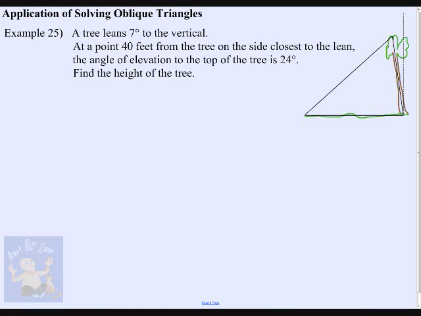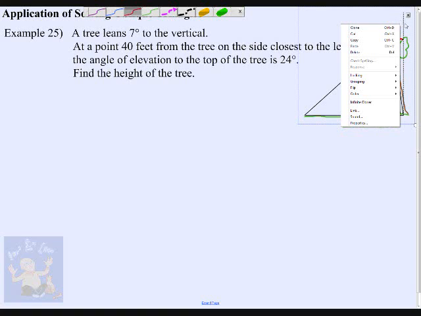We'll start with this one. This is right out of your workbook, so you can follow along here. Here's an illustration of what we're about to go over. A tree leans 7 degrees to the vertical. So here's the strictly vertical. And it's leaning right here 7 degrees.